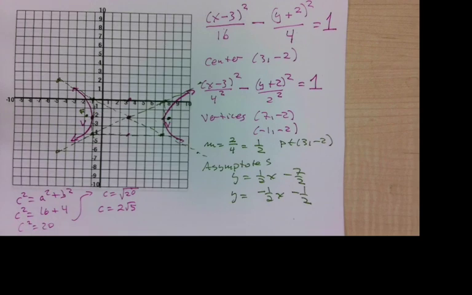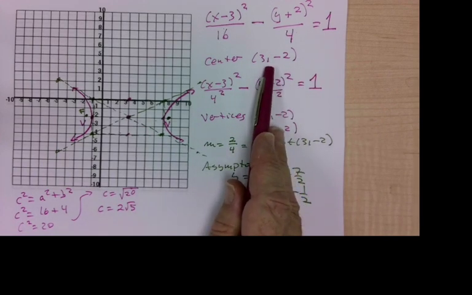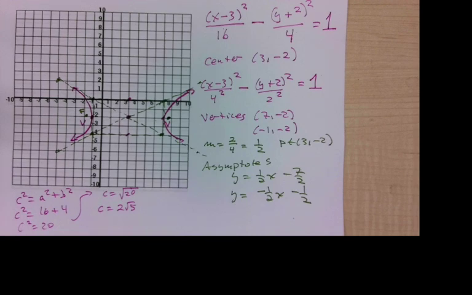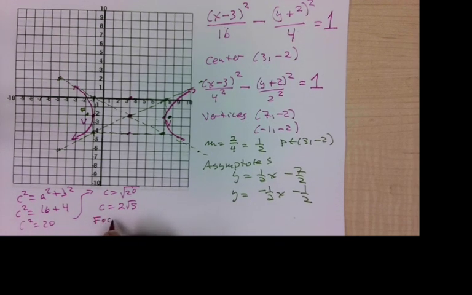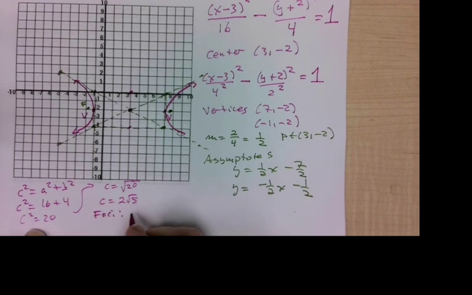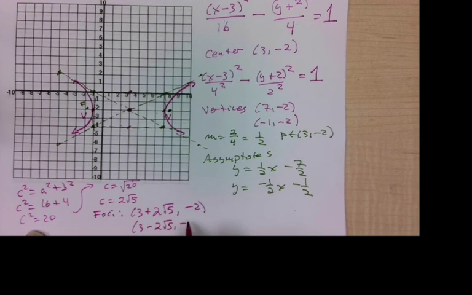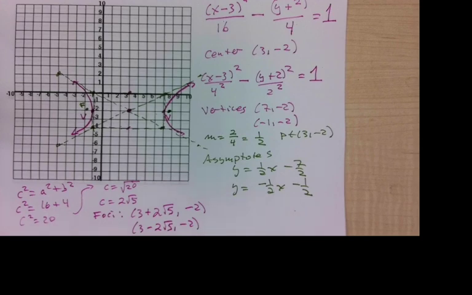Now what are those focal points? What are their names? How are we going to get there? Well, we are starting at the center point, 3, negative 2, and moving in the 2 root 5 direction, in the x direction. So my two foci will be starting at 3, moving over 2 root 5. So 3 plus 2 root 5, comma negative 2. And similarly going to the left, that would be 3 minus 2 root 5, comma negative 2. And that will conclude this lesson.